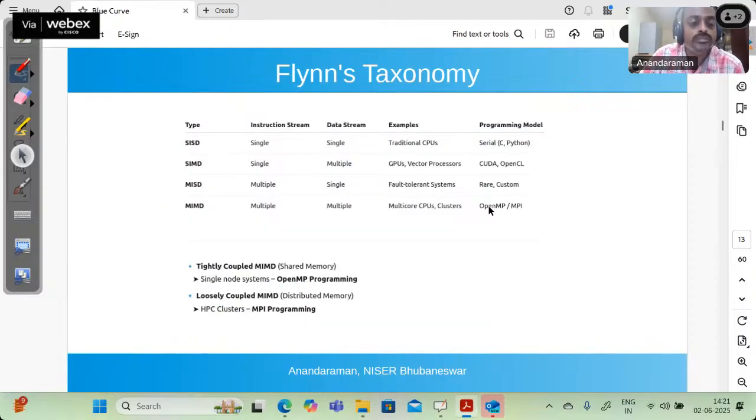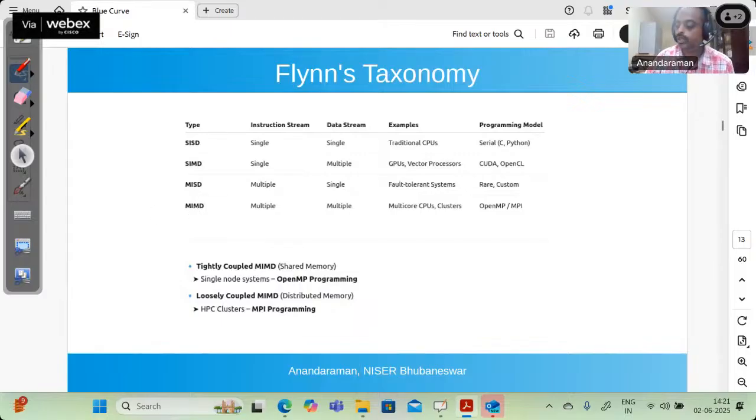Then Flynn's taxonomy. These are the four categories of Flynn's taxonomy: single instruction single data, single instruction multiple data, multiple instruction single data, and multiple instruction multiple data. Single instruction single data is the traditional single core CPU, like the Intel Pentium. Single instruction multiple data is vector processing, like a GPU. Multiple instruction single data is very rare and not available. But MIMD, multiple instruction multiple data, is HPC, high performance computing.